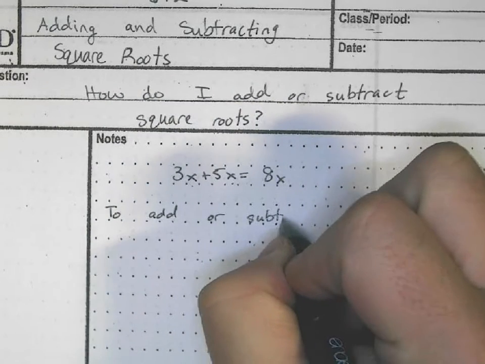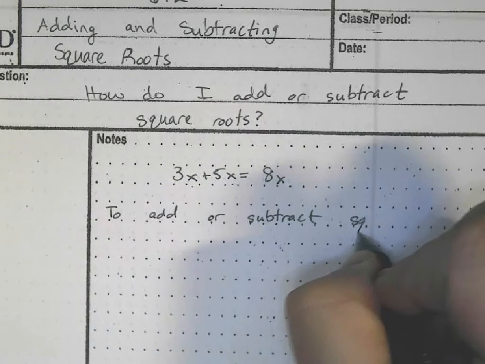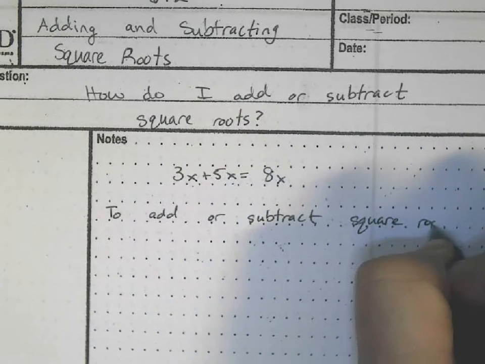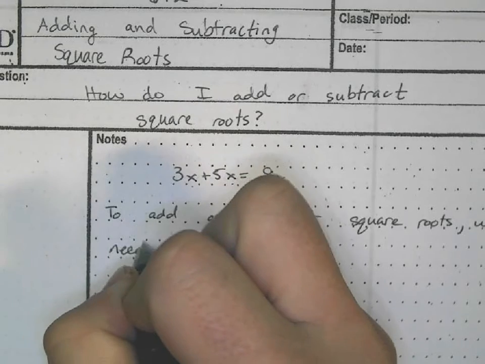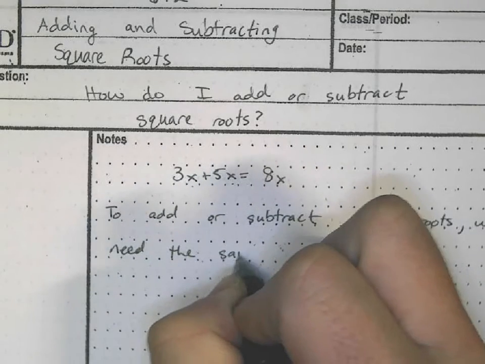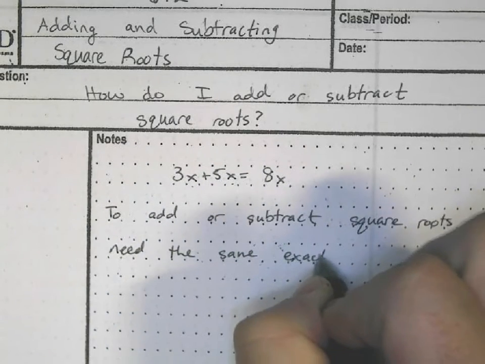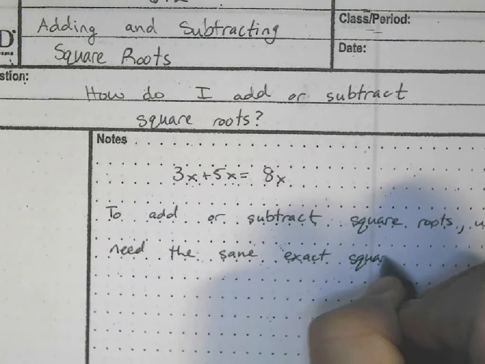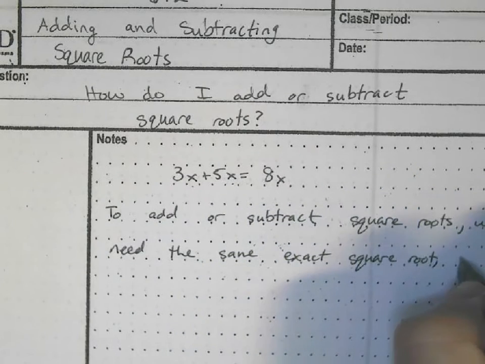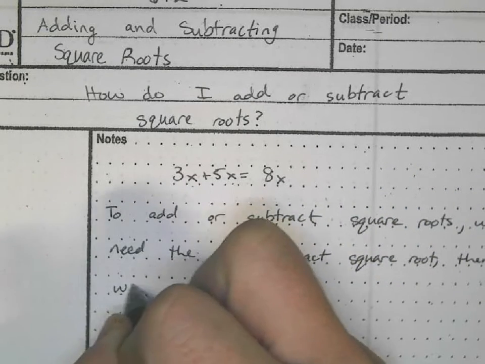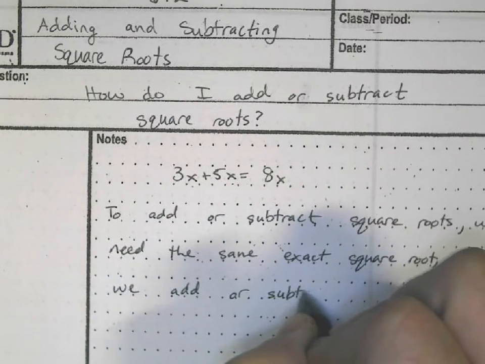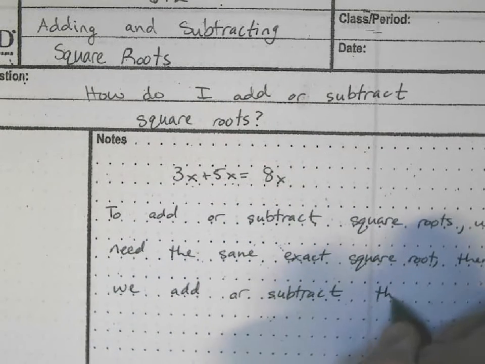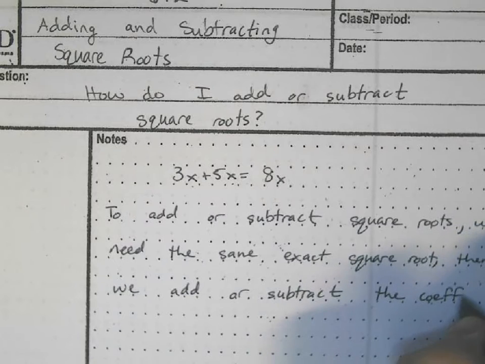So to add or subtract square roots, we need the same exact square root. Then we add or subtract the coefficients, those numbers out front.